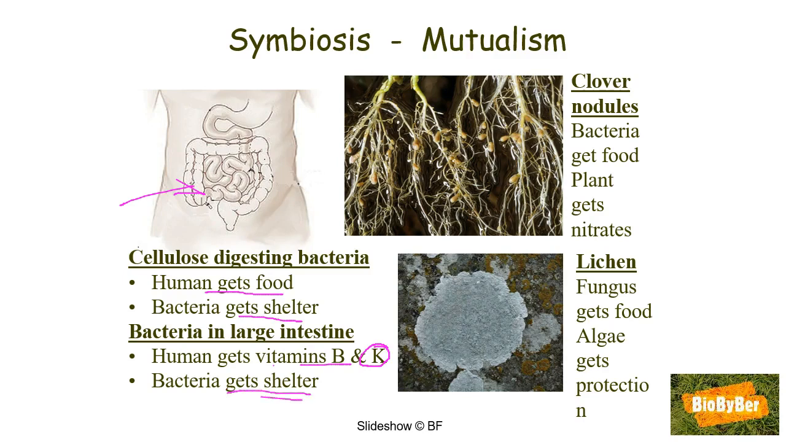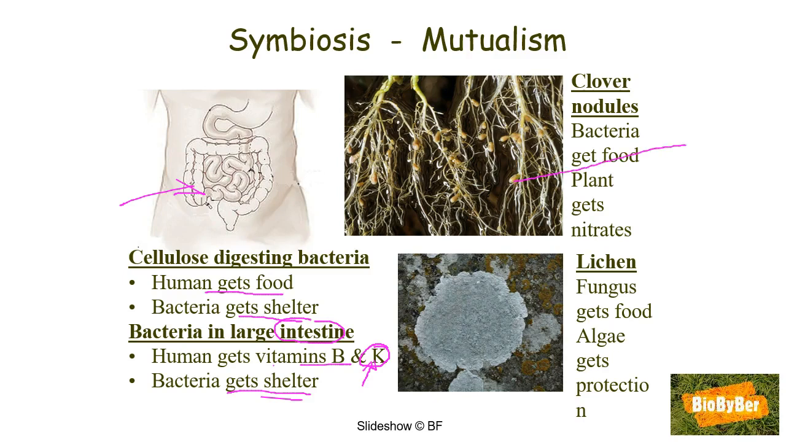the bacteria get shelter. What's interesting here is babies, when they are born, do not have enough of these bacteria in their large intestine to produce vitamin K for them. Therefore, babies are given a dose of vitamin K shortly after being born to help ensure that their blood will clot. We also had the symbiotic relationship between bacteria and clover nodules.